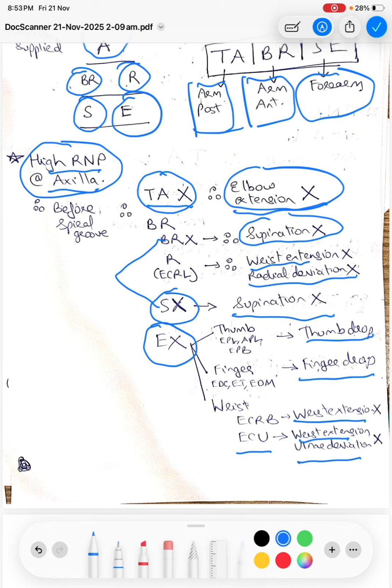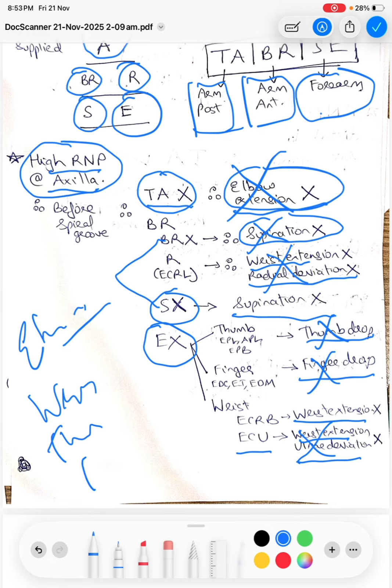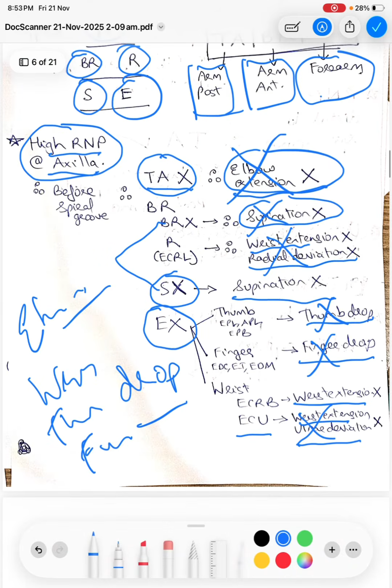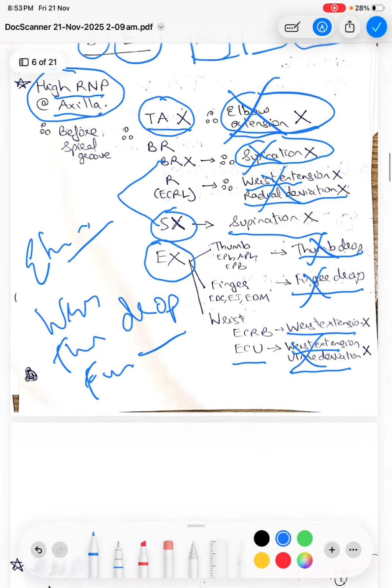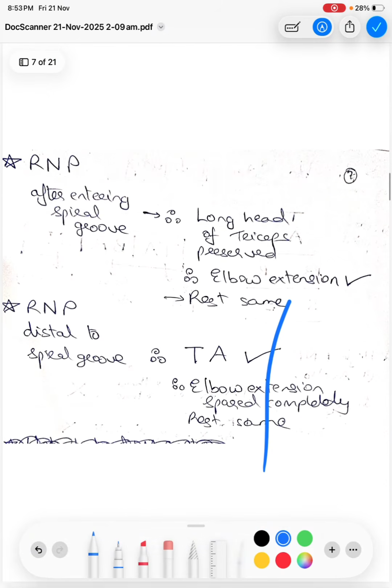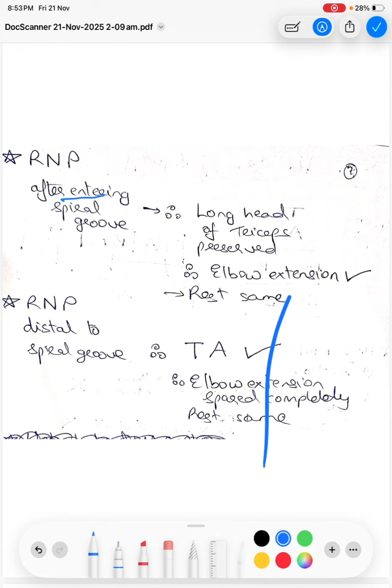Extensor carpi ulnaris is gone, so wrist extension and ulnar deviation is gone. Okay, so all the muscles supplied by radial nerve are gone in the case of high radial nerve palsy at axilla. So what is gone? Elbow extension is gone, supination is gone, wrist extension, radial deviation is gone. Wrist extension, ulnar deviation is gone, thumb movements and finger movements is gone. So there is a classical picture of gone elbow extension plus wrist, thumb and finger drop. Am I making sense? Okay, so this was the lesion high above at the axilla. Now going distally, radial nerve palsy after entering the spiral groove.